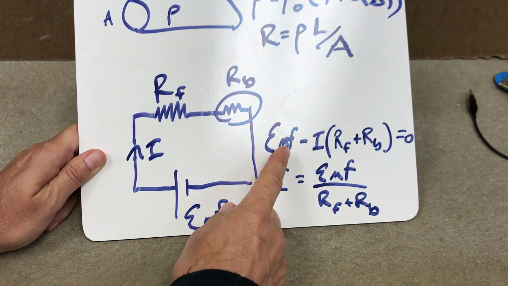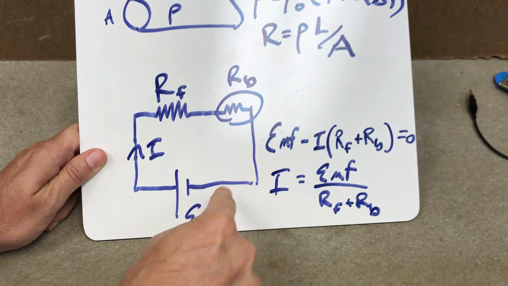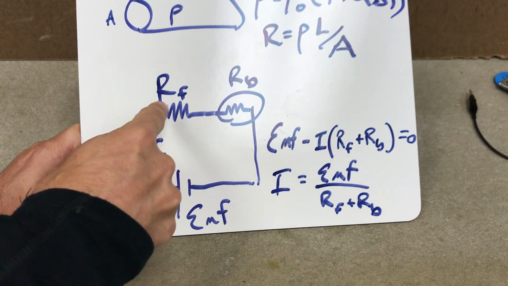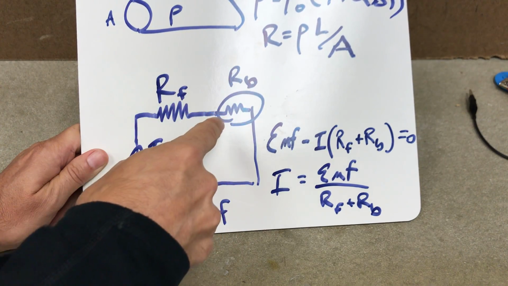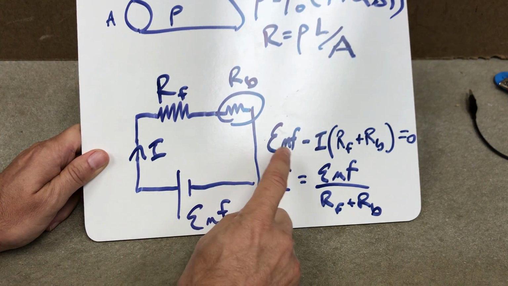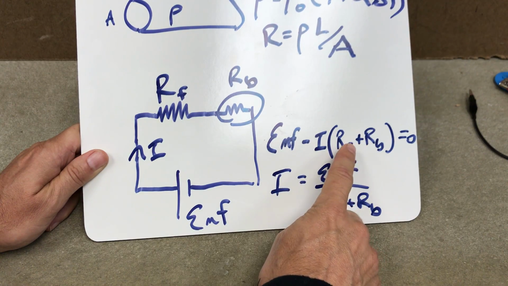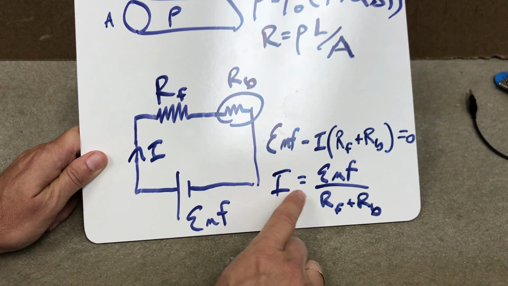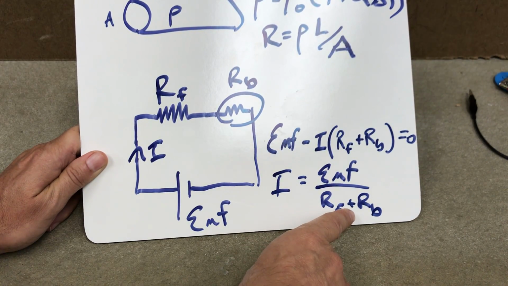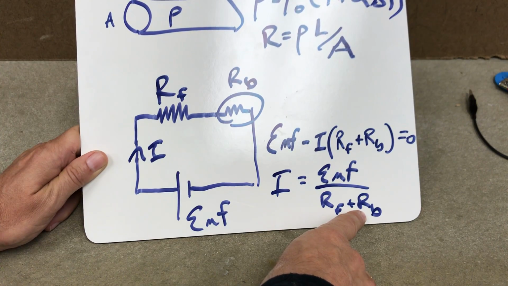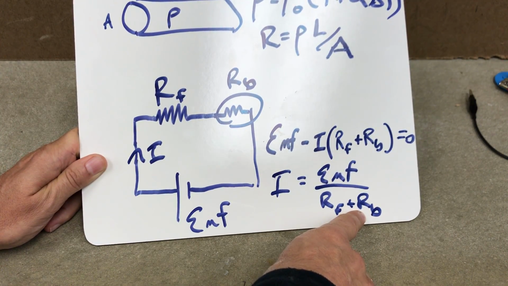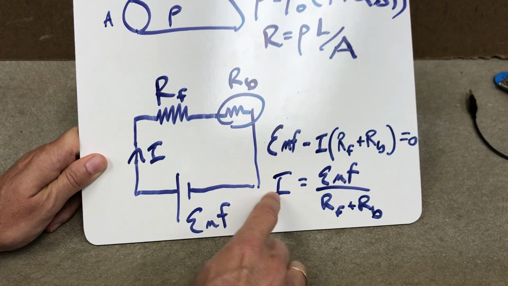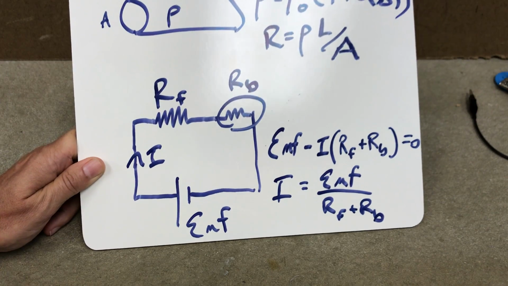So this is my loop rule. If I add up the voltages around this whole loop, I get 0. So I have EMF and then minus IR for that resistor, minus IR for that resistor. You can combine those together. So I get EMF minus I times the sum of the resistances equals 0. If I solve that for I, I get EMF over RF plus RB. The resistance of the bulb does change because it gets warmer too. But mainly, if I decrease this, that will increase the current. And with increased current, I get a brighter bulb. And that's it.